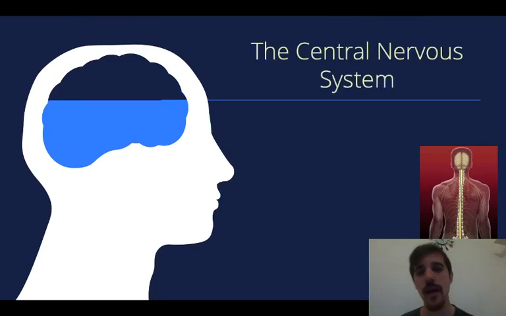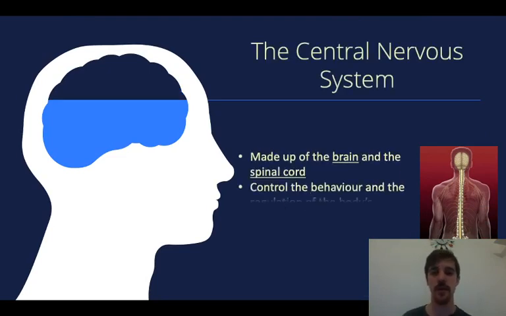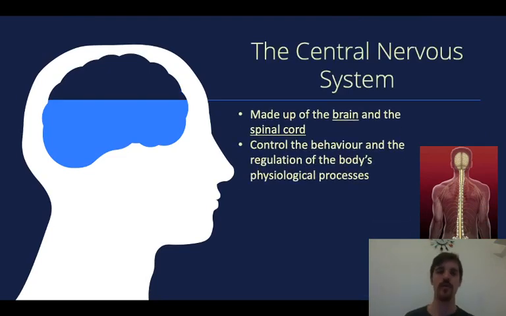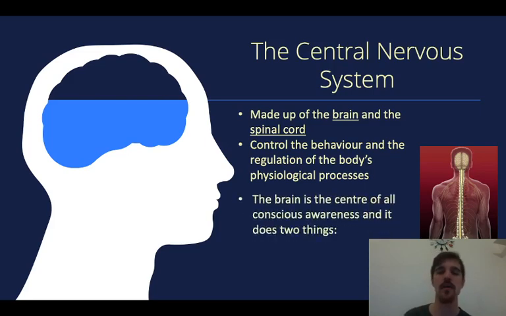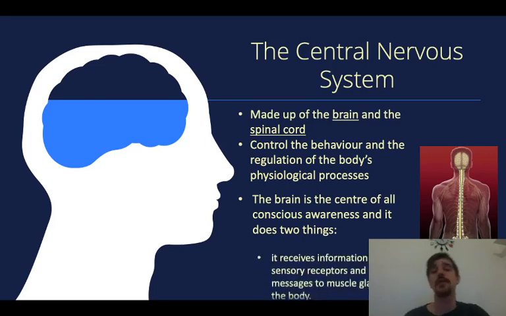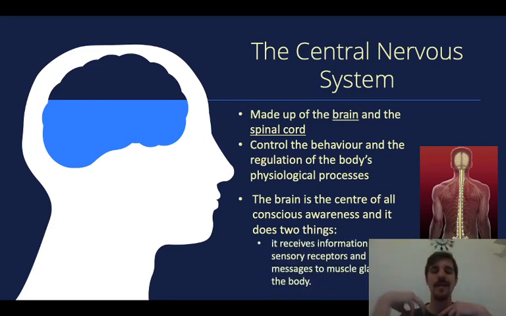So let's start off with the central nervous system. Think brain, spinal cord. It controls the behavior and regulation of the body's physiological processes. So it's not to do with anything too detailed. It's your main highway. It's the center of all consciousness. And it does two things: it receives information and it sends it. It's like the motherboard of a computer, really, if you're interested in that.